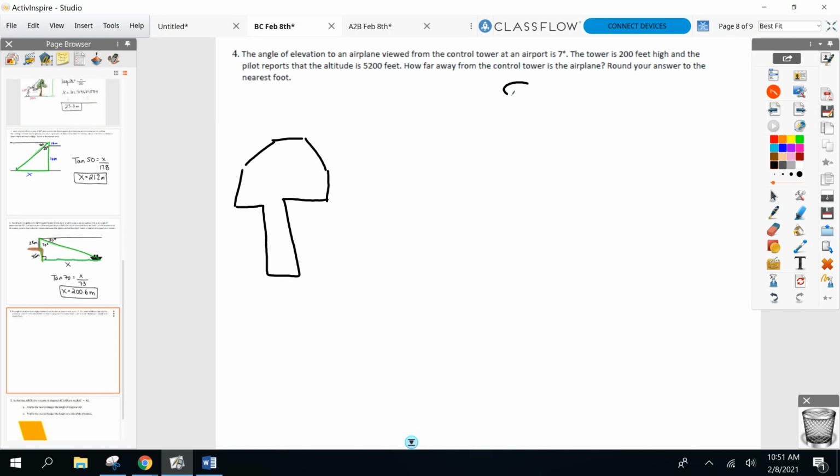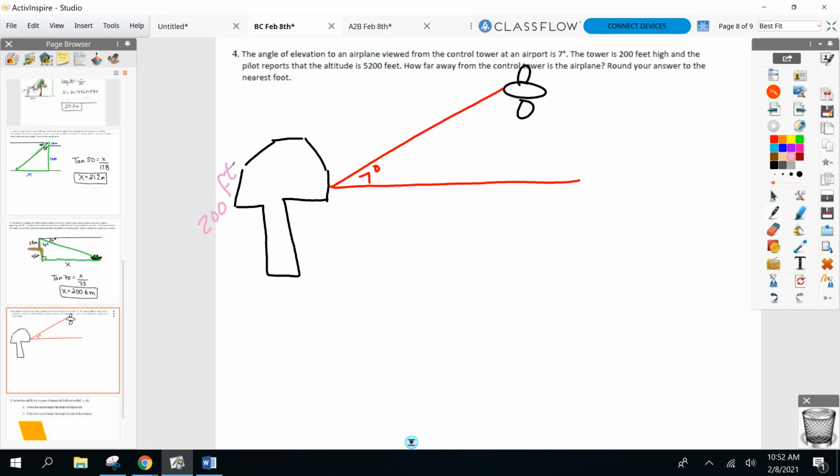So we got a plane going. So let's get that angle of elevation drawn right now. So horizontally coming from the control tower up to the plane makes a 7-degree angle. Okay, 7-degree angle. Now, here's one thing. It's not a math vocabulary term, kind of a vocabulary term with airplanes. The tower's 200 feet tall. All right, so let's get that down. The tower's 200 feet. The altitude of the plane is 5,200.